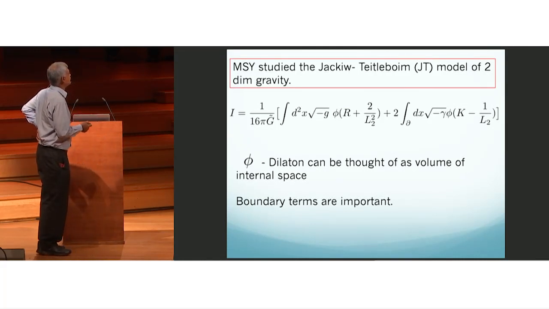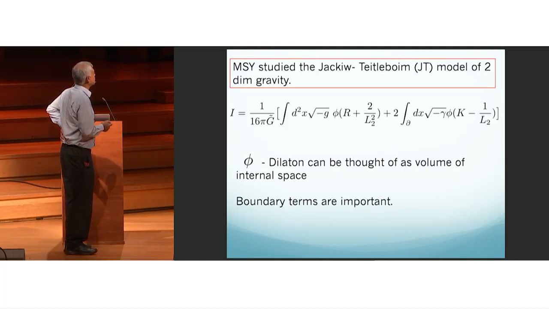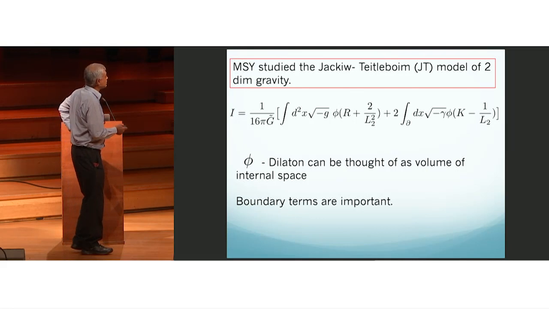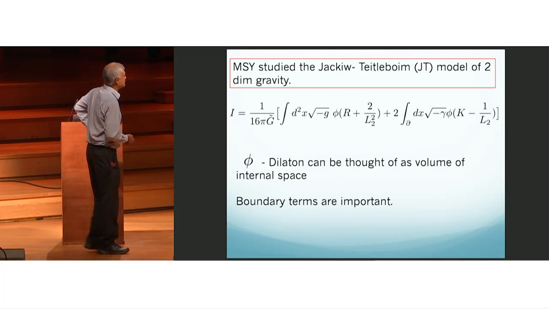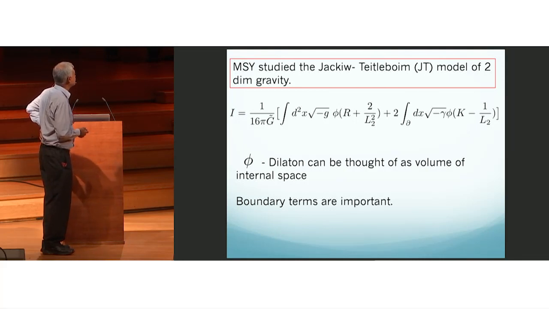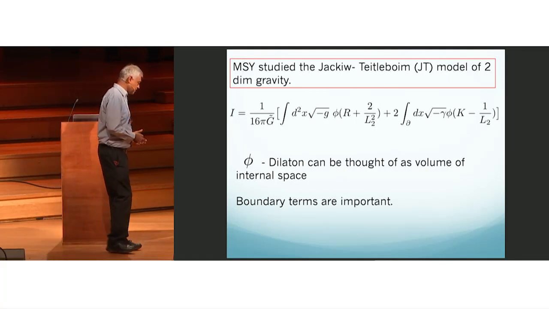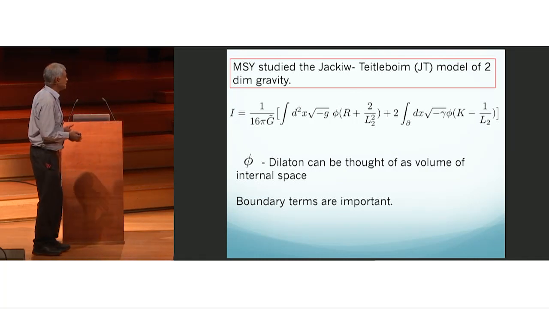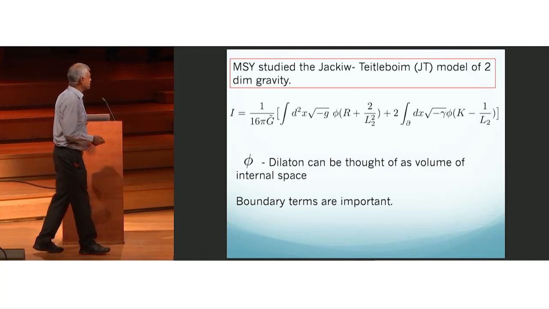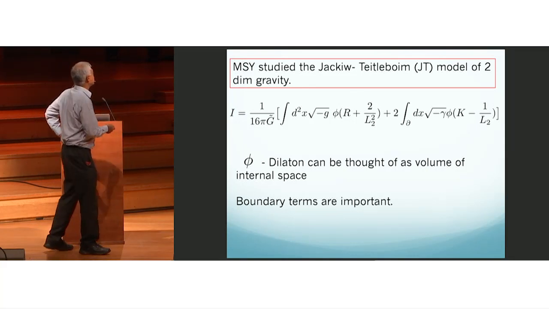Okay, here's a brief review of the Jackiw-Teitelboim model. We've looked at it many times in this conference. There's the bulk term. I'm dropping the topological piece here. So there's the bulk term, there's the dilaton and two-dimensional metric, and there's a boundary term, which is important, which includes a Gibbons-Hawking-like contribution, as well as an additional piece, which is a counterterm needed to get finite results once one does holographic renormalization. And when one matches to the higher dimensional system, the dilaton should really be thought of as the analog of the volume of internal space, and I'll be coming back to this as we go along.